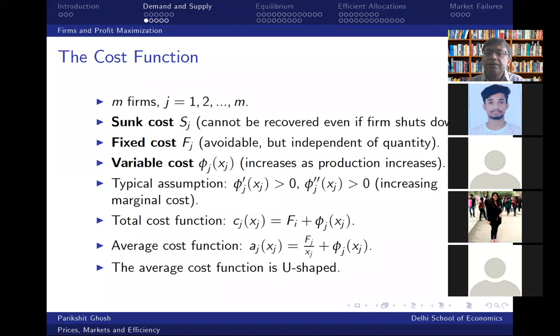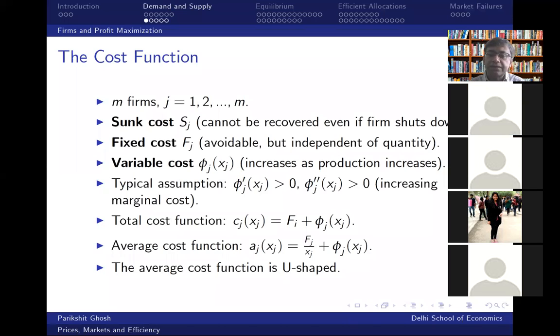So whether something is a fixed cost or a sunk cost or a variable cost will very much depend on the context, the story, the situation that we are examining, right? So you shouldn't think that cost of medical education is always a sunk cost. No, it depends on at what point of life the agent is making that decision.